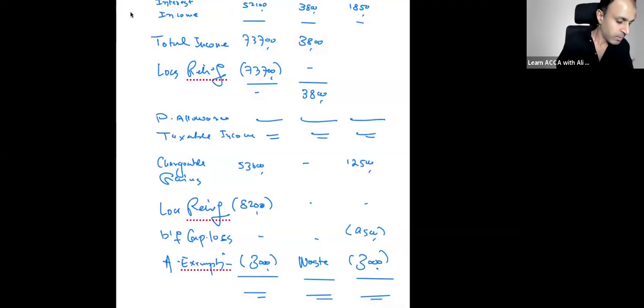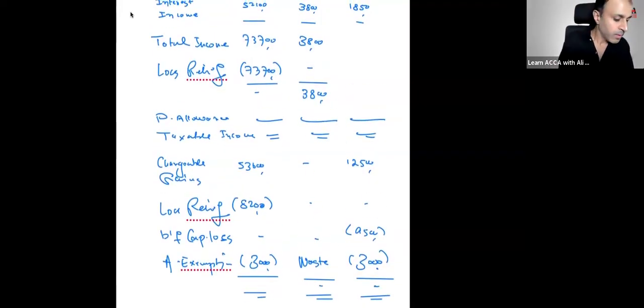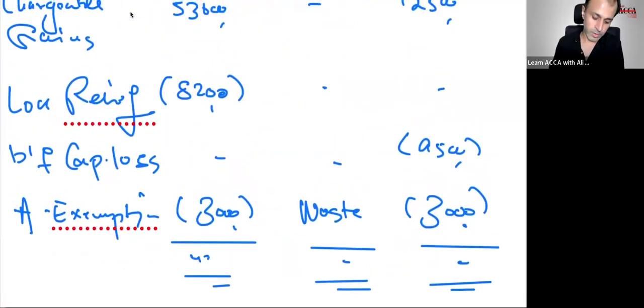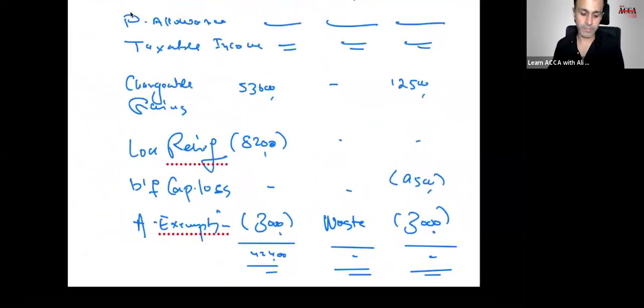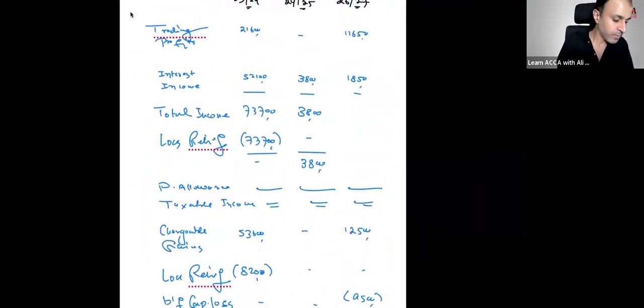12500 minus 9500. Still, we have 3000 for this year's exemption to cover. So this is 53,600. Sorry. 53600 minus 8200 becomes 42400. 42400. Okay with that. This I can finalize also. This column will have 11650. 11650 plus 1850 is 13500.